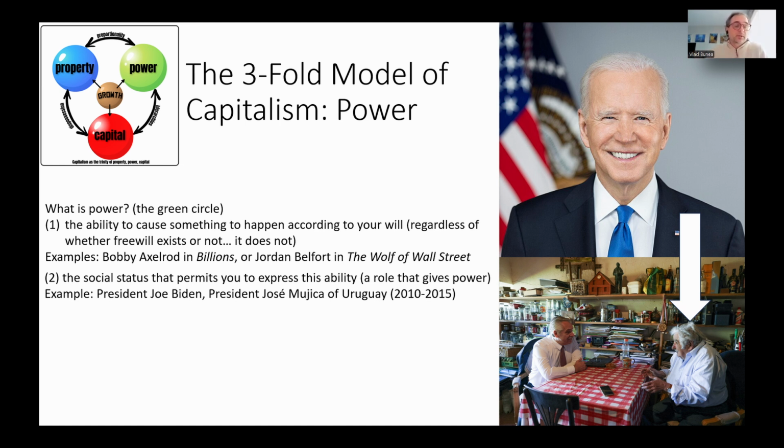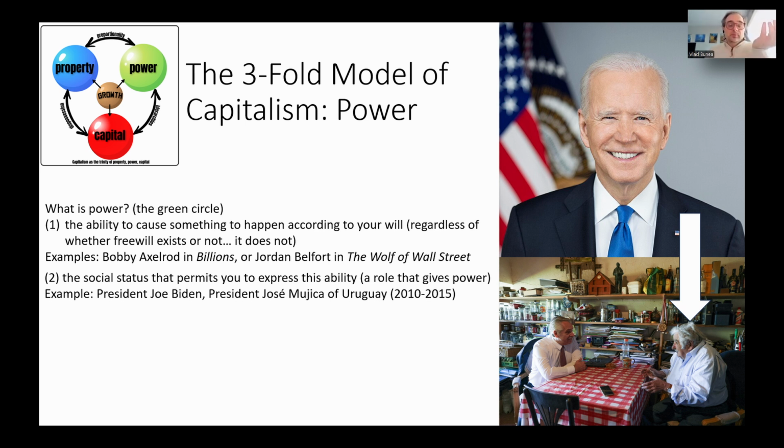Another quality or attribute of power is that it is a social status that allows you to express the ability that we just discussed. It's a role that gives you power. So we have two presidents here. Joe Biden at the top, a millionaire and a career politician that largely never antagonized affluence in the capitalist system. And at the bottom is Jose Mujica, sitting at a table with the president of Argentina. Jose Mujica was a former president of Uruguay who has been described as the world's humblest head of state due to his austere lifestyle and his donation of around 90% of his $12,000 a month salary to charities that benefited the poor and small entrepreneurs.